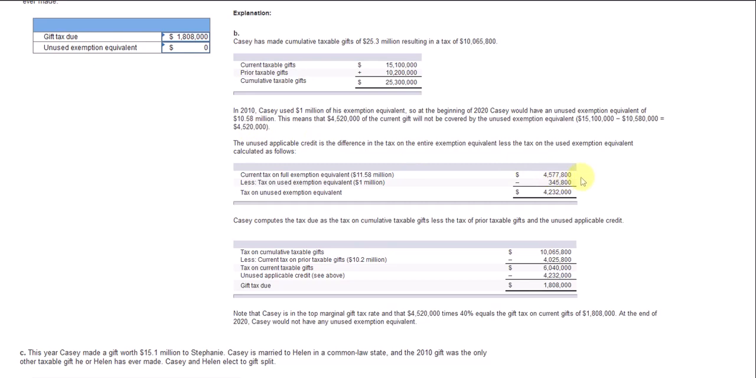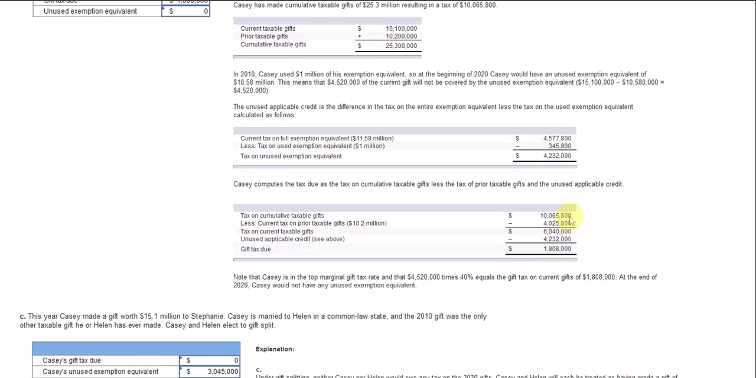The current tax on the full exemption of the $11,580,000 would be $4,577,800, less the tax used on the exemption equivalent of $1 million, which is $345,800, leaving $4,232,000. Okay, so then Casey has to compute the tax due, which is the tax on the cumulative taxable gifts less the tax on prior taxable gifts and the unused credit. So we can see the calculation here.